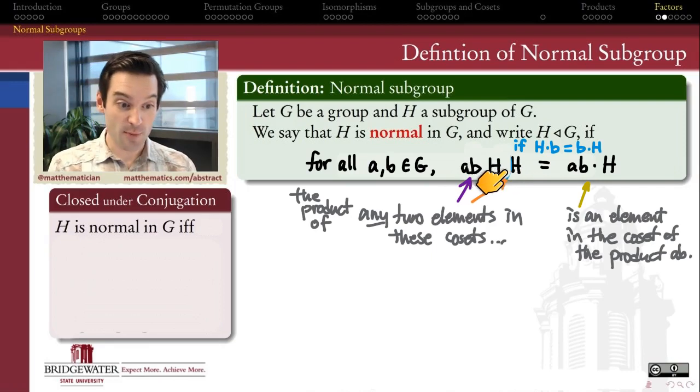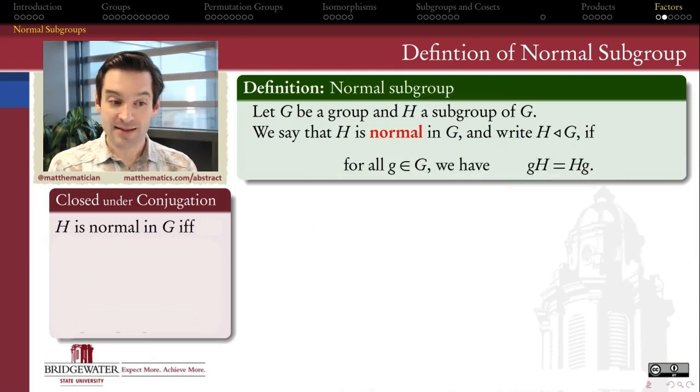But because H is a subgroup, it has a closure property, and therefore H times H as sets is the same thing as just H. So if the right coset of B and the left coset of B are guaranteed to be the same, then we know for sure that my subgroup is going to have this property. And indeed, that's how we define what it means for a subgroup to be normal. A subgroup H is normal in G if any element of G's left coset is equal to that same element's right coset. G times H is equal to H times G.